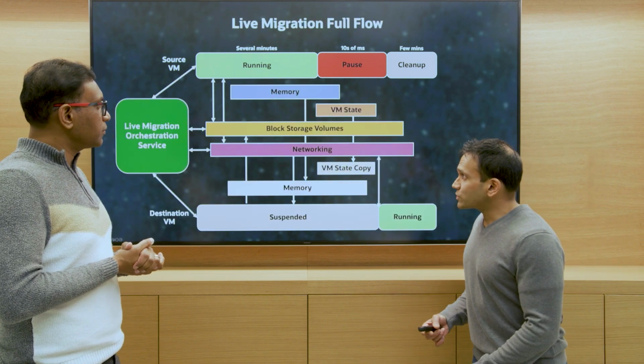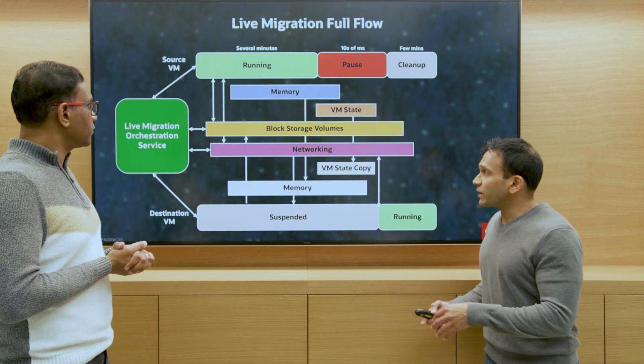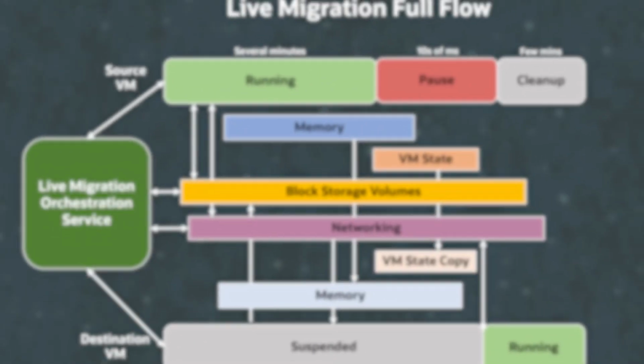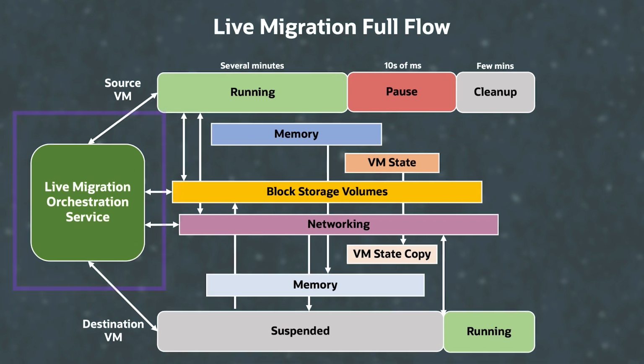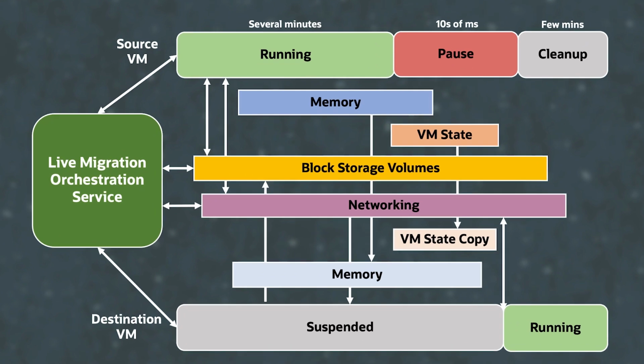Yeah, that's a great question. So we just saw a bunch of these primitives at different layers. There has to be some brains behind this to orchestrate it. That's done as part of a control plane service called Live Migration Orchestration. What this service does is talk to these various pieces to drive the migration process.